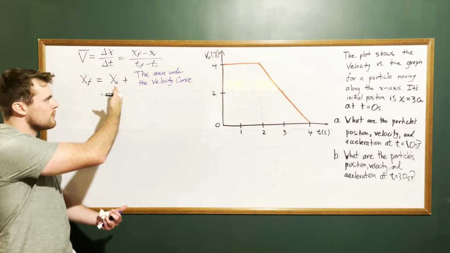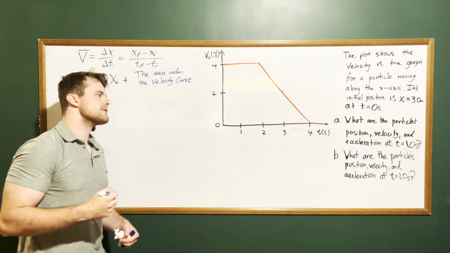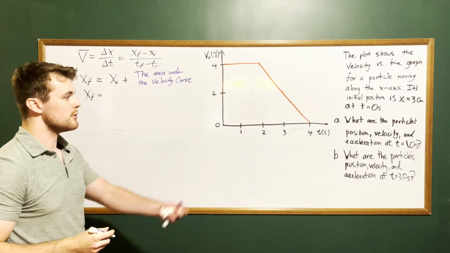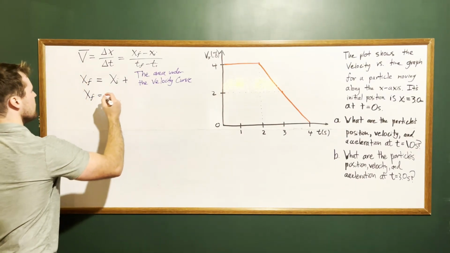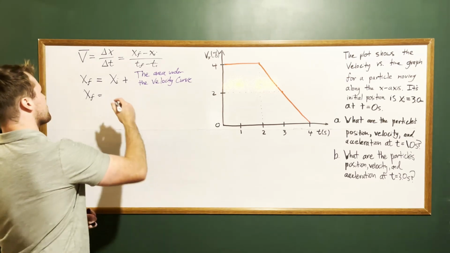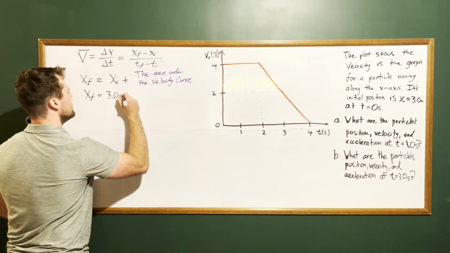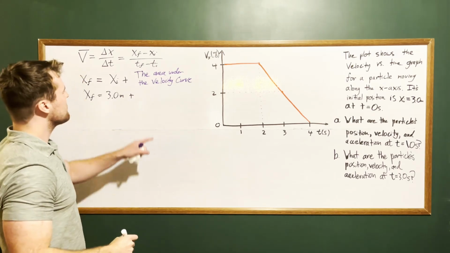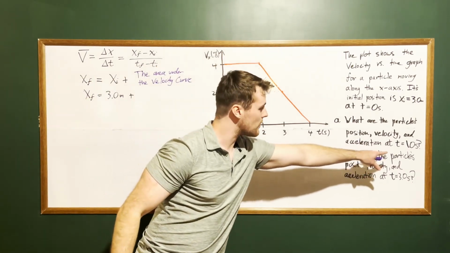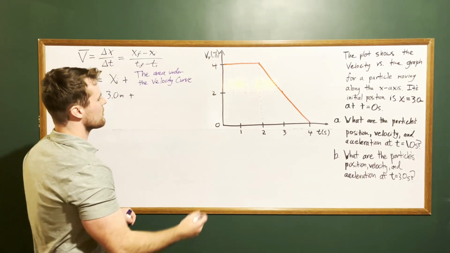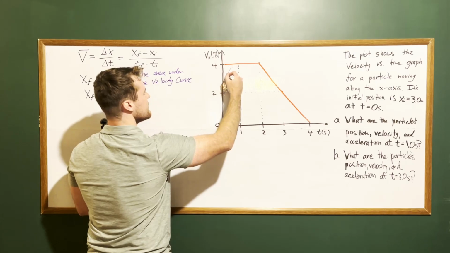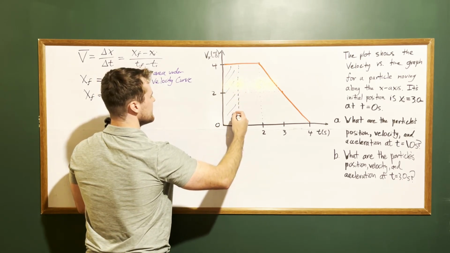So rewriting this equation in terms of our problem constraints, we get final position or final displacement, which is what we're trying to solve for, equals initial displacement, which is x sub i equals 3.0 meters. This was given to us, plus the area under the velocity curve up until t equals 1.0 seconds. So we're really looking at this area right here.